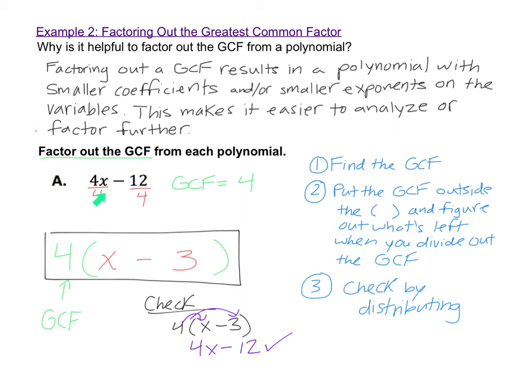You can either divide each term by the greatest common factor, or you can think about, for the first term, I need it to multiply to 4x, so that's 4 times x. For the second term, I need it to multiply to negative 12. That's 4 times negative 3. So you can either divide out the GCF, or you can think about multiplying backwards. Then the last step is just to check your answer by distributing. When you distribute it back through, you should end up with what you started with, which in this case is 4x minus 12.